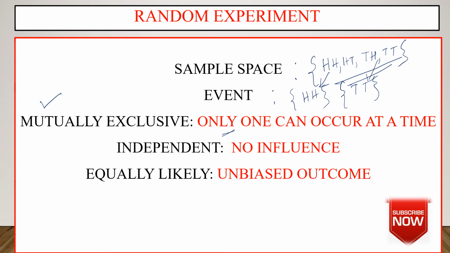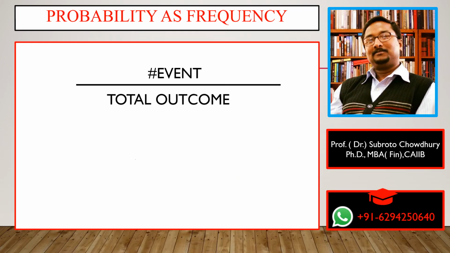Right? Equally likely. Equally likely are unbiased outcomes. That means all the outcomes have an equal probability of occurrence. I mean, head head, head tail, tail head, and tail tail. All the outcomes have an equal probability. Then only we will tell the event to be equally likely. These are important things which we should understand in order to have a clear-cut understanding of the probability distributions and random variable in statistical modeling.